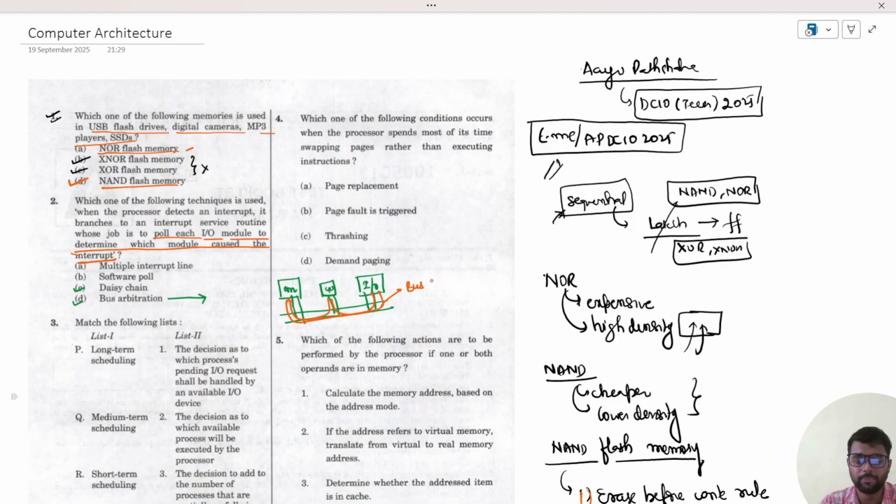Bus means you can take it as a single path. So what does this path or bus carry? It carries data, and also the address. The same bus is utilized.